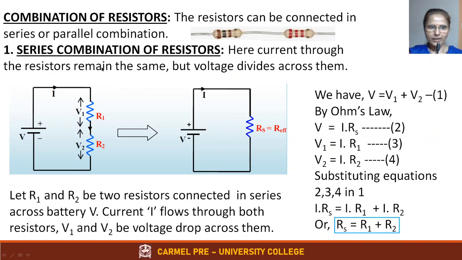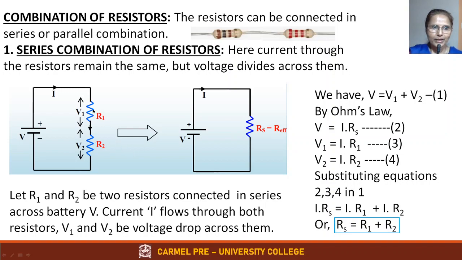In series combination, the same current flows through both the resistors. That is a speciality of series combination. Current is the same, but see the voltages? Voltage gets divided. The main voltage gets divided between the resistors depending on the value. If the value of the resistor is more, voltage drop is going to be more. If the value of the resistor is less, voltage drop will be less. So it depends on the value of resistance. So V1 across R1, V2 across R2.